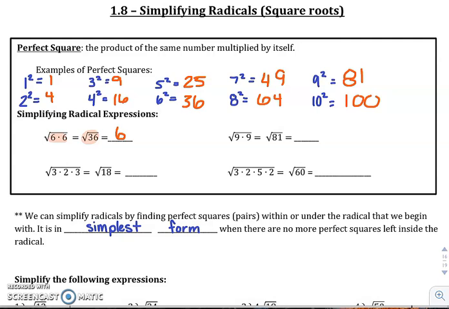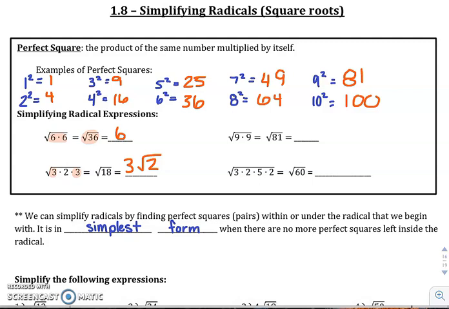Like the square root of 18 is really 3 times 2 times 3, but that pair of 3's is really 9, and the square root of 9 is 3, and the square root of 2 would stay. So what happens is we're looking for two numbers of the same thing being multiplied, because that represents a perfect square that we're going to pull out of there.